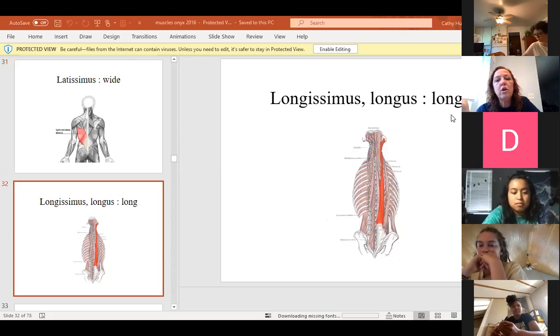Some of these really are no brainers, right? Longissimus, no, I did not make up this word. Longissimus or longus, it means long. Here I have a super long muscle. It attaches from the lower part of the occipital lobe all the way down nearly to your pelvis.